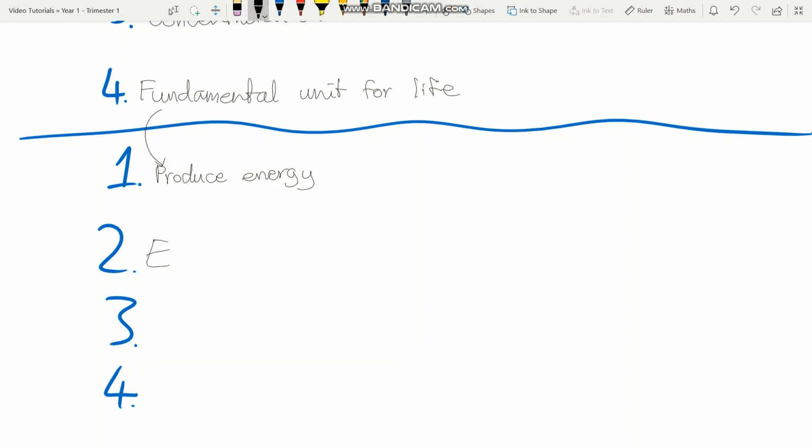Cells also allow for the exchange of materials with the external environment. And this is very important as well, as cells, in order to survive, require certain molecules and require for waste to also be taken out of the cell in order for it to survive.